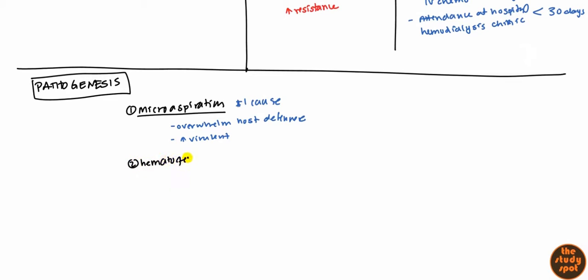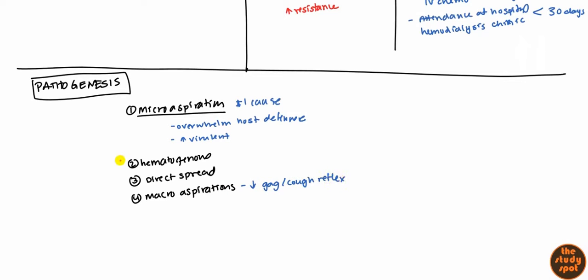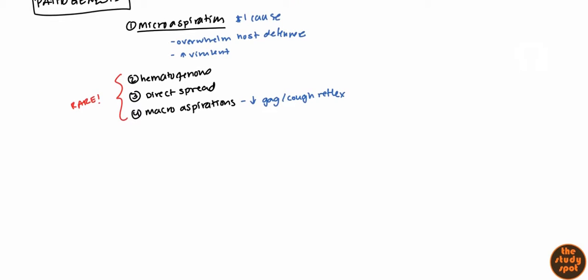Other causes are hematogenous spread through the blood, like it happens in sepsis oftentimes. Direct spread, so this could be some type of esophageal disorder or something with the heart, and it just goes over into the lungs. This is very rare. And macroaspiration, this is generally when a patient has decreased gag or cough reflex, they tend to aspirate a large bolus of either regurgitated food or something like that, and then it gets into the lungs, and that can cause infection. However, these are very rare causes. Microaspiration is your number one cause, and that's just something in the air, you inhale it and you get the infection.